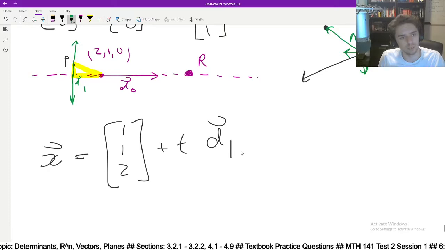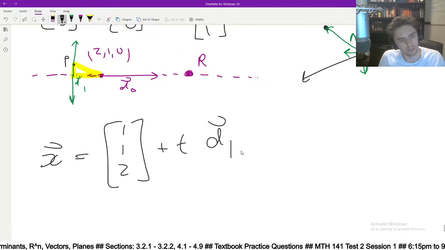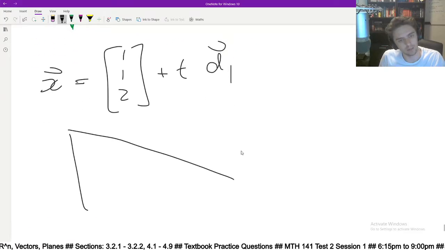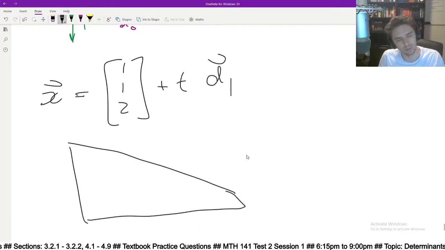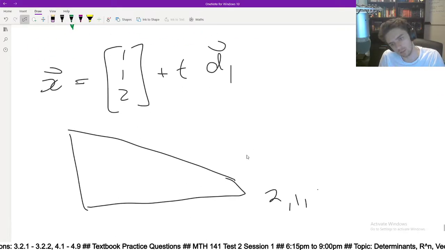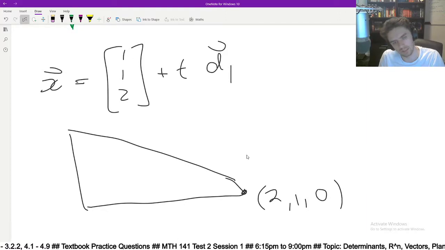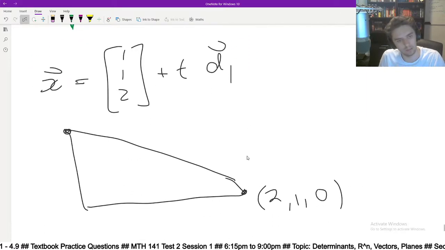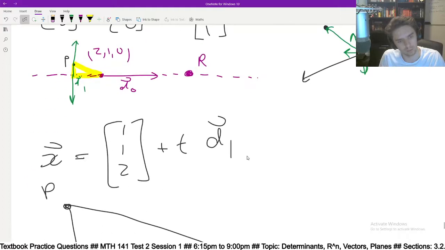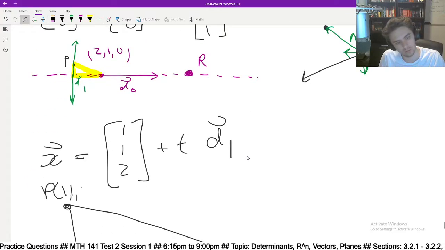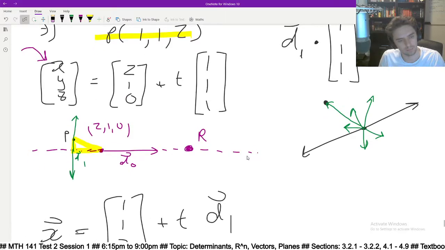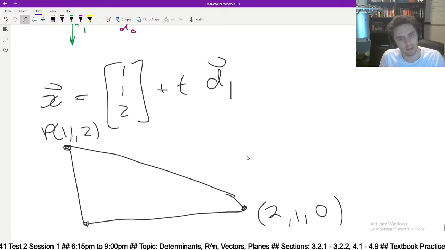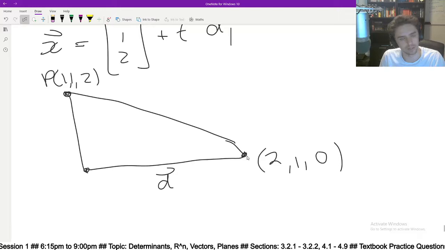So to go into this triangle, I'll just make that triangle bigger, that highlighted triangle that I made here. So this is point 2, 1, 0, this is point P, which is 1, 1, 2. And this is nothing in particular, we don't know that. But down here, this is the direction vector.